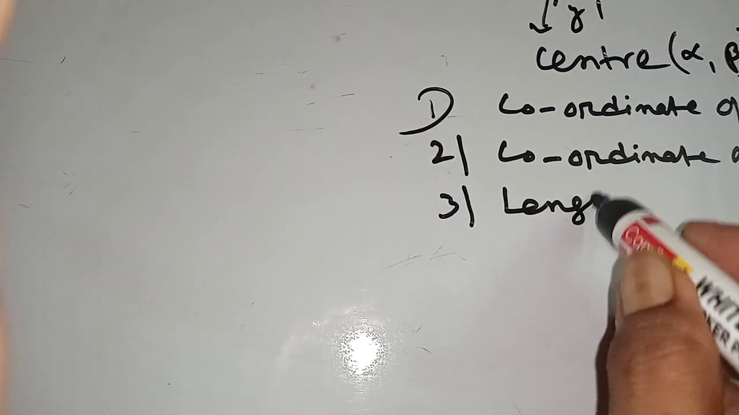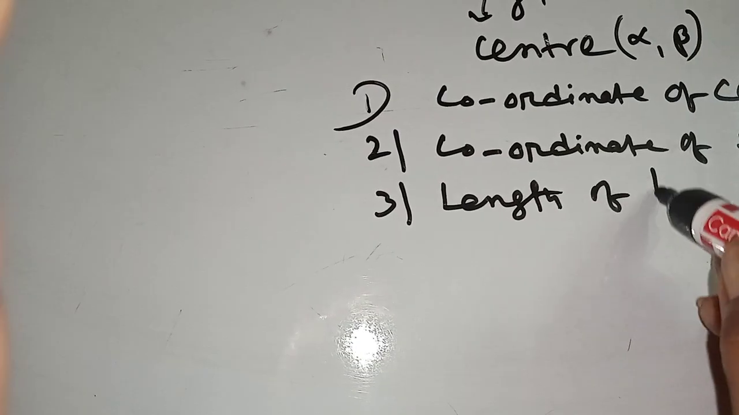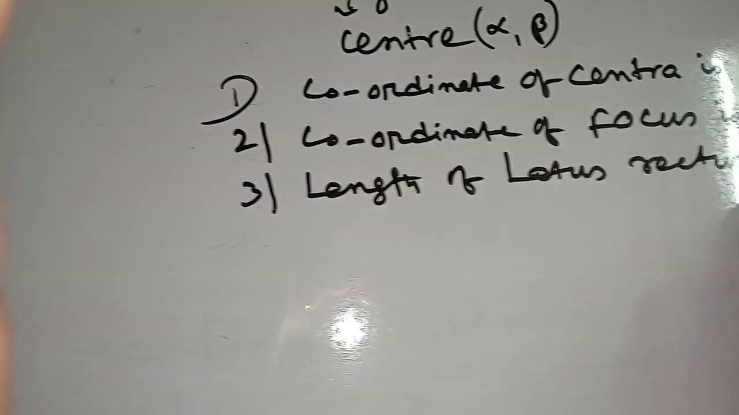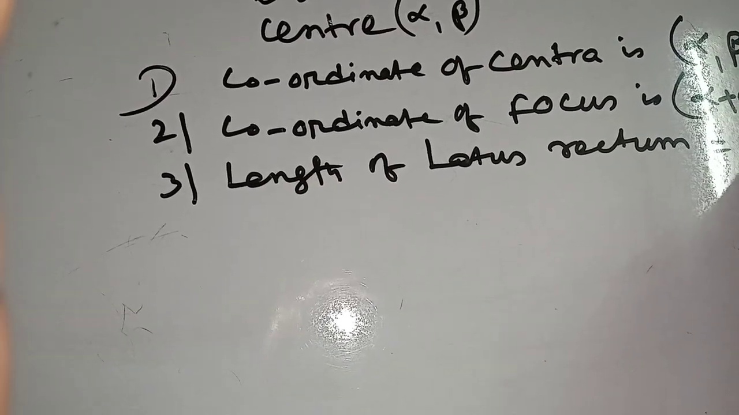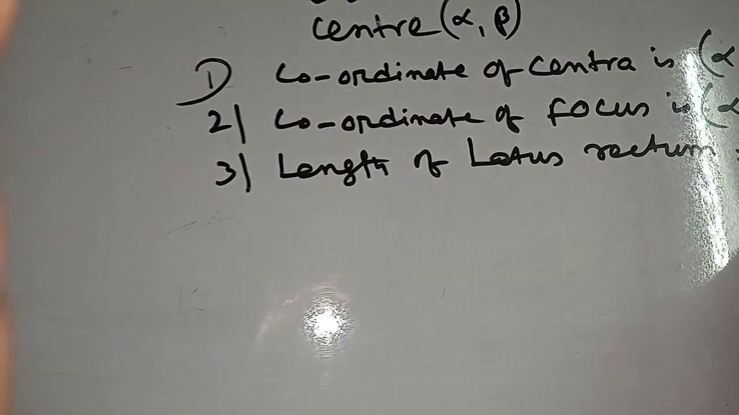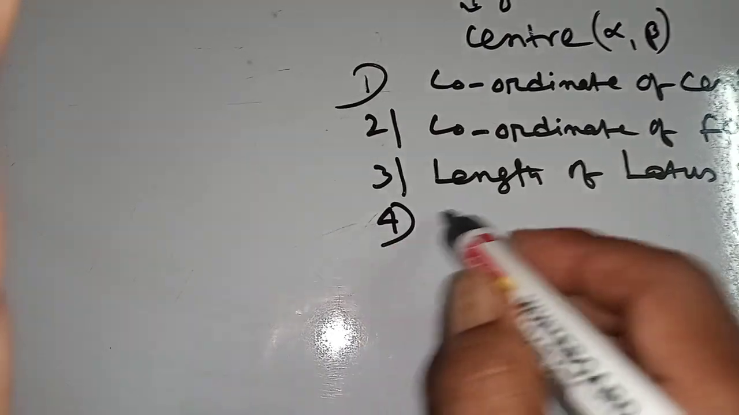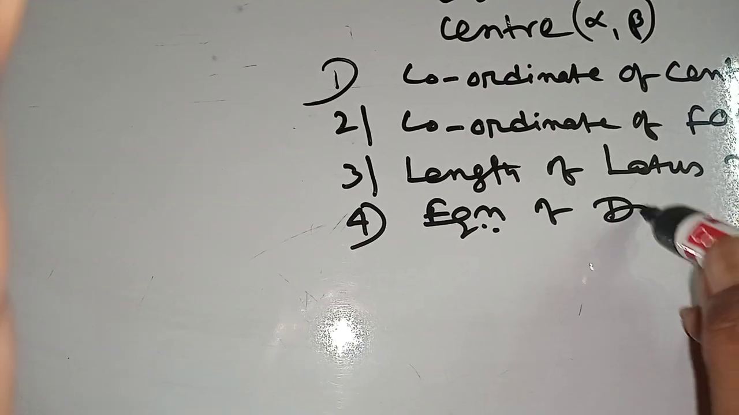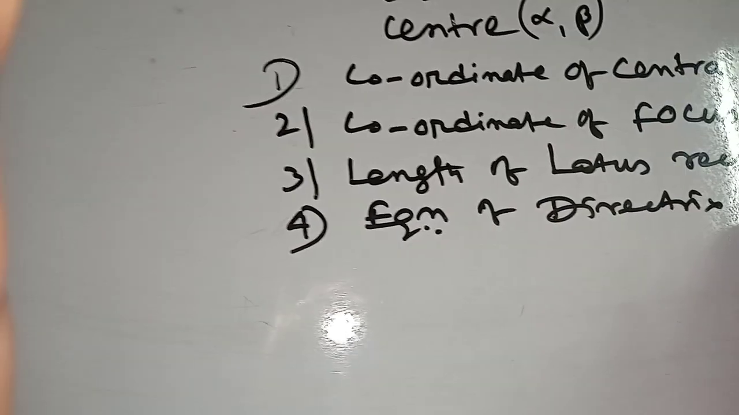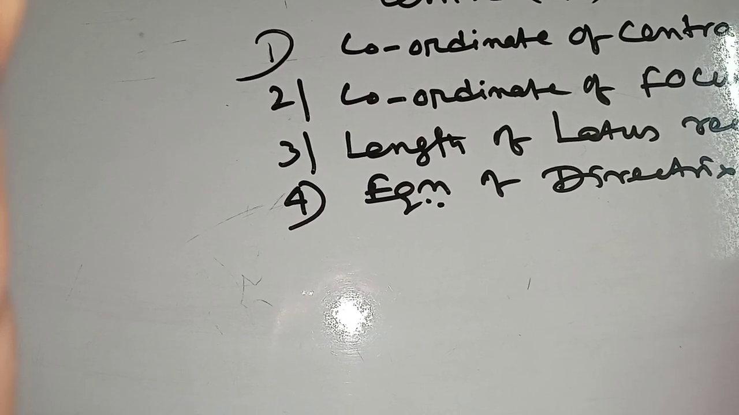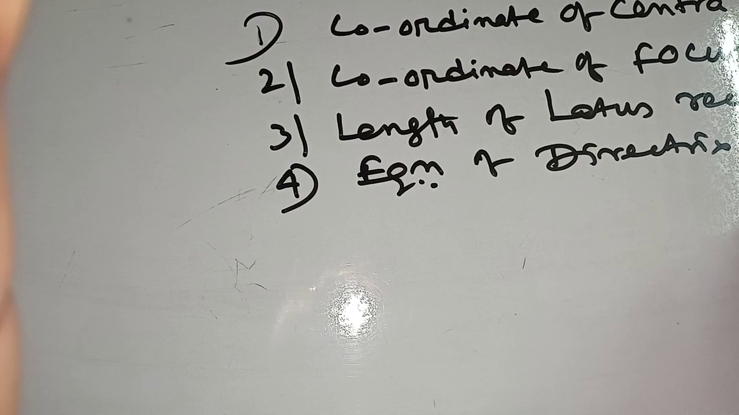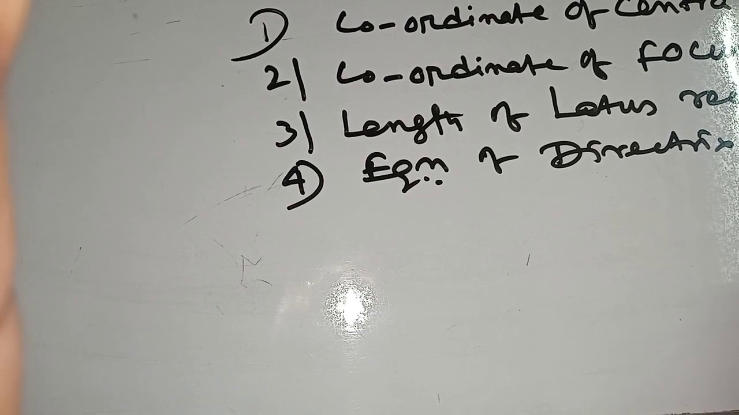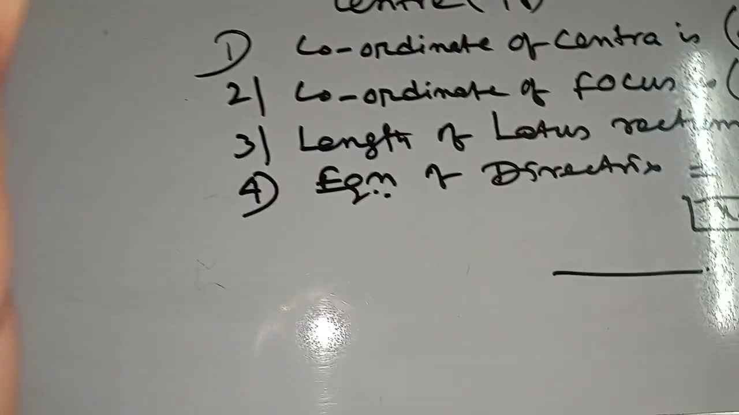Three, the length of the latus rectum equal to 4a units. Four, the equation of the directrix is x equal to minus alpha plus a, that means x plus alpha plus a equal to 0.